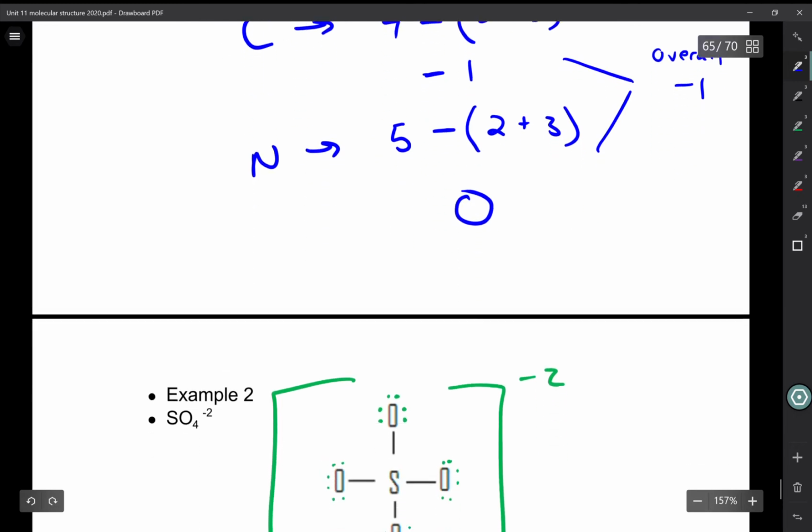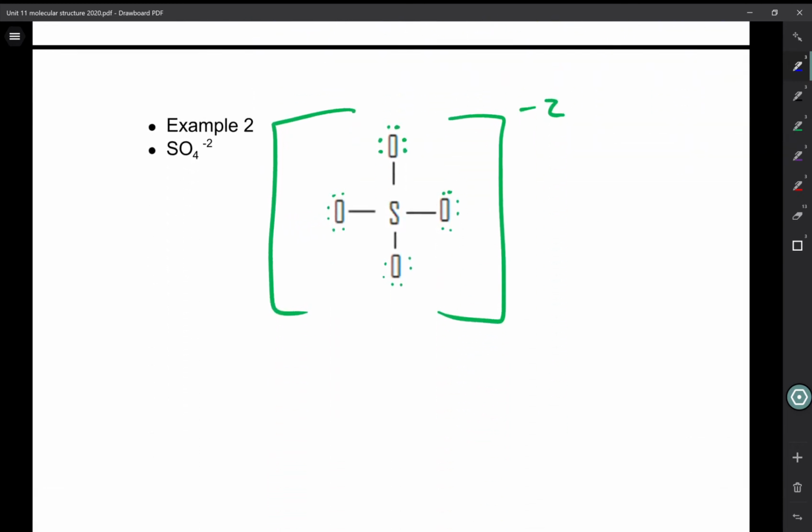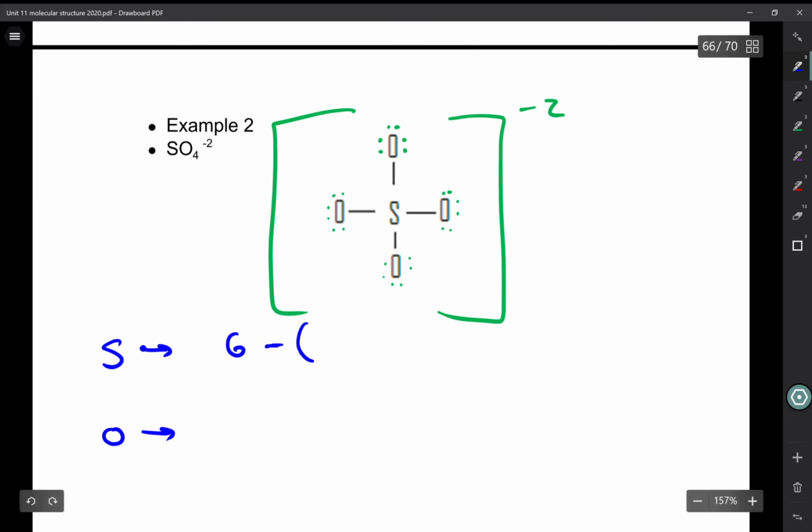All right, so the last one I'll show you, sulfate, SO4 2-. So we're going to look at sulfur and oxygen. Okay, so sulfur has 6 electrons in its free atom, minus 0 unshared. 1, 2, 4, 6, 8. Half of 8 is 4 shared. So that gets you 6 minus 4 is 2.